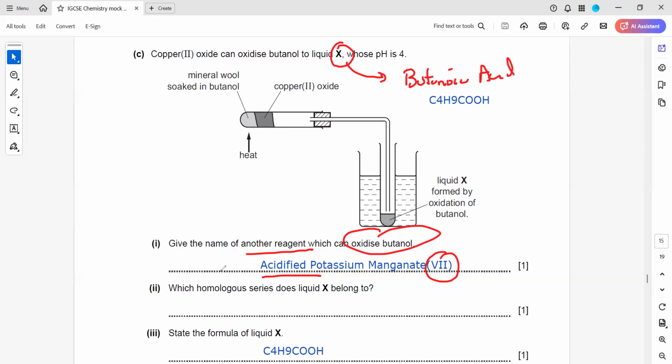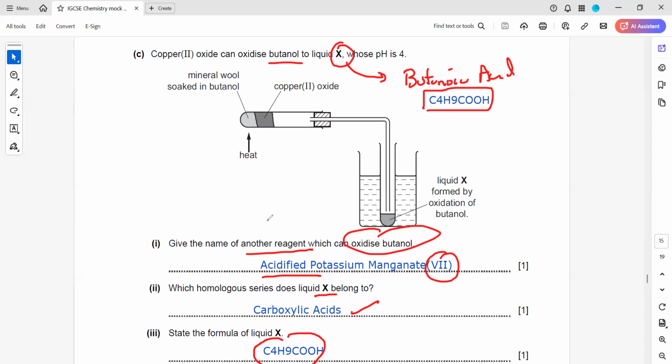Question 8, part C. Which homologous series does the liquid X belong to? It belongs to carboxylic acid. And the formula of liquid X, because this is not right. Why is it not right? This is a pentanoic acid, but butanol will form butanoic acid, not butane. This is also not correct. Because it is butanol, butanol will form butanoic acid.